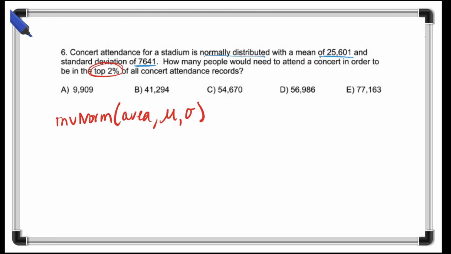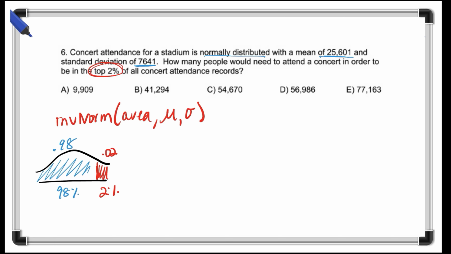So now when we look at the bell curve, we want to figure out what is the top 2% over here. All right, so that is 0.02. And then you've got this 98%, right? You have the 0.98. All right, so now there are two ways you can do this, and it depends on the calculator that you have.